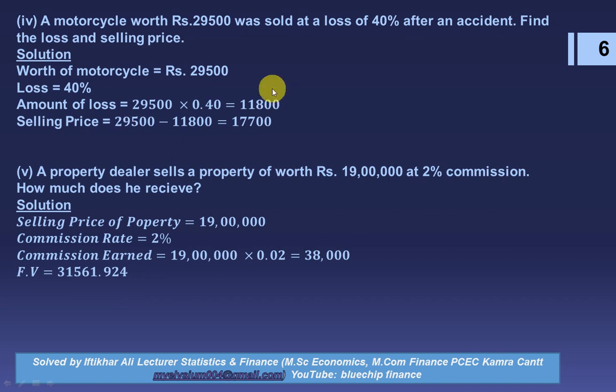So it means it is a loss and it was the worth. So the selling price will be 29,500 minus 11,800 equals 17,700.